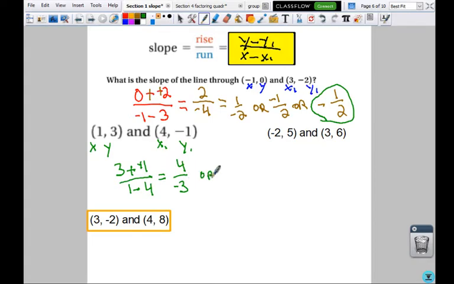I could have -4 over 3 or 4 over -3. I like the -4 right there. I like that better. Yeah, I think it's easier too. It's kind of hard to find your place sometimes.